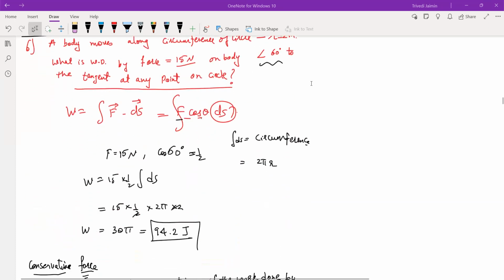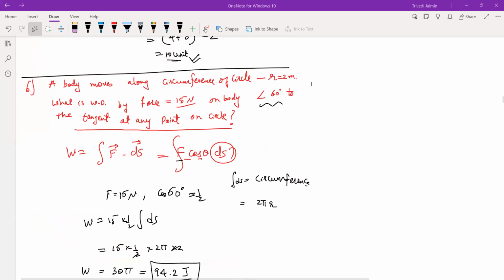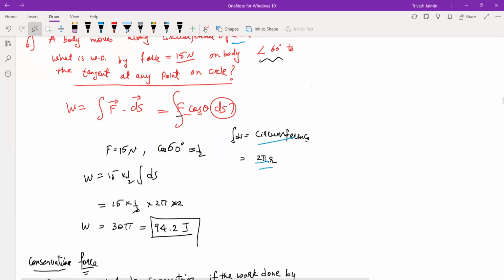It is very easy. See, simple one-step answer. As we want to know distance, so circumference will be the distance here. So 219. 219. It's 94.